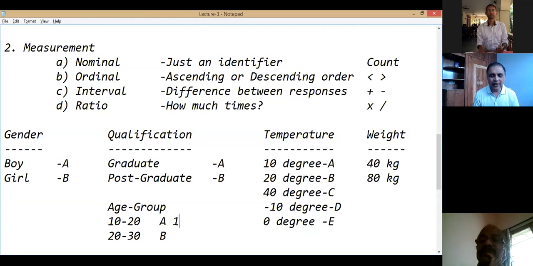Because actually A can be 11 years and B can be 29 years. Here the difference is 18. A can be 19 and B can be 21. Here the difference is 2 years. We can't say that, but comfortably we can say whatever is the age of A, whatever is the age of B, B is elder, senior to A. So it is an ordinal measurement, not an interval.